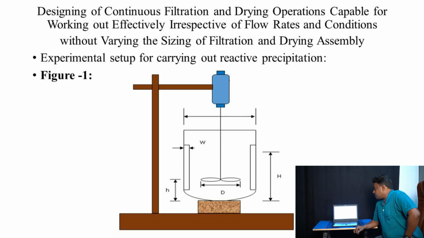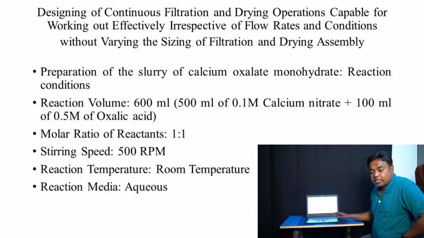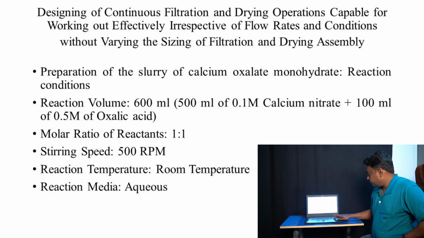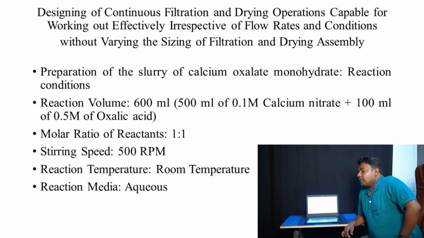This is the batch experimental setup which we use to carry out the reaction between calcium nitrate and oxalic acid in aqueous media to form the slurry of calcium oxalate, which is necessary to carry out the filtration study and the drying study. The reaction volume is 600 ml. The molar ratio of the reactants is 1:1.